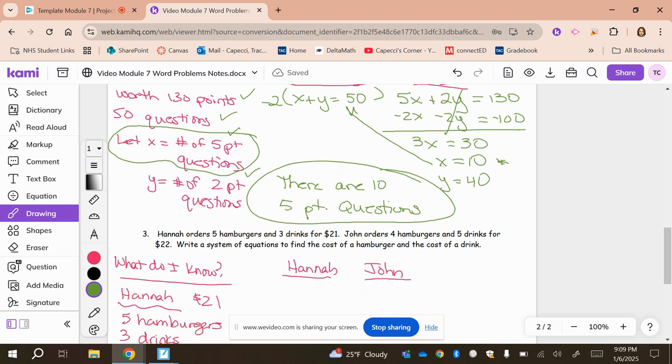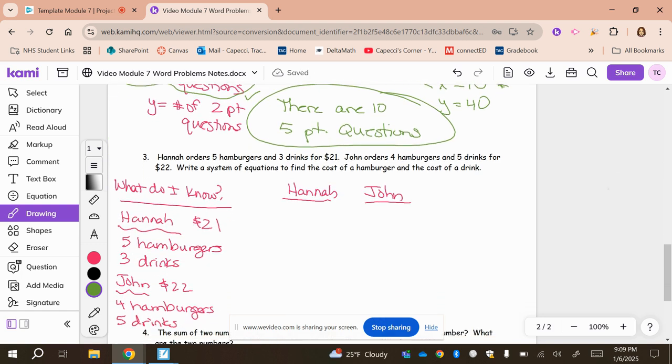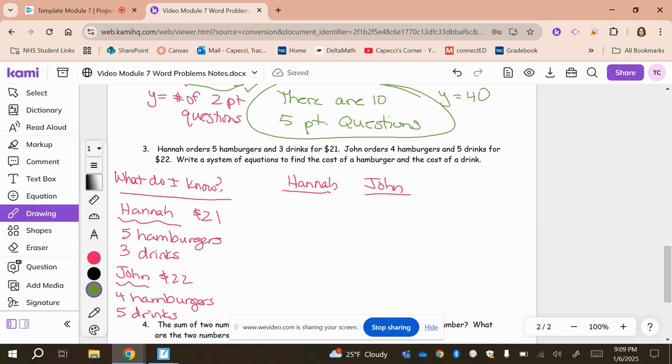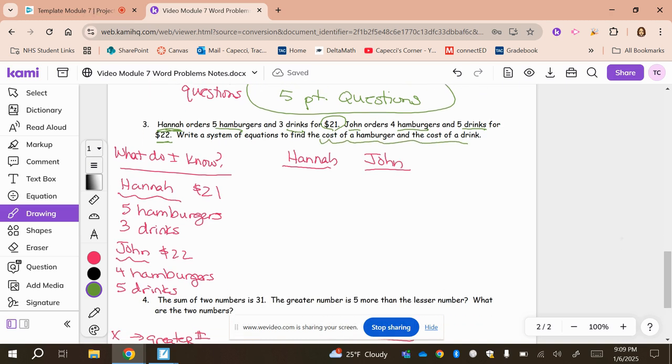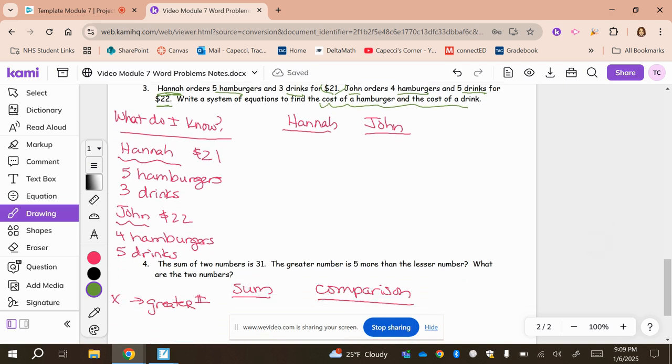Okay, let's take a look at the next one. In this particular problem, it says Hannah orders 5 hamburgers and 3 drinks for $21. That's Hannah. John, on the other hand, orders 4 hamburgers and 5 drinks for a total of $22. Write a system of equations to find the cost. Now, again, this is telling me what I'm looking for: the cost of a hamburger and the cost of a drink.